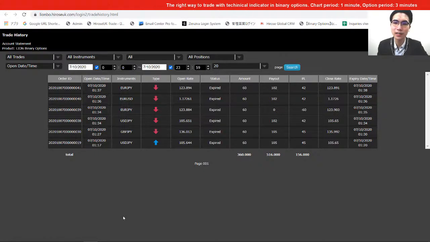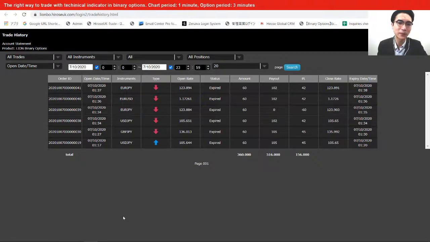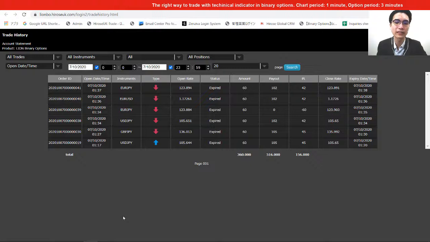So again, the correct timing for you to open a position when using technical indicators in binary option is right after the signal comes out. So do not wait after the signal comes out. So once there's a trading signal, just go forward and don't wait. So I think that's gonna give you a higher accuracy when you trade.